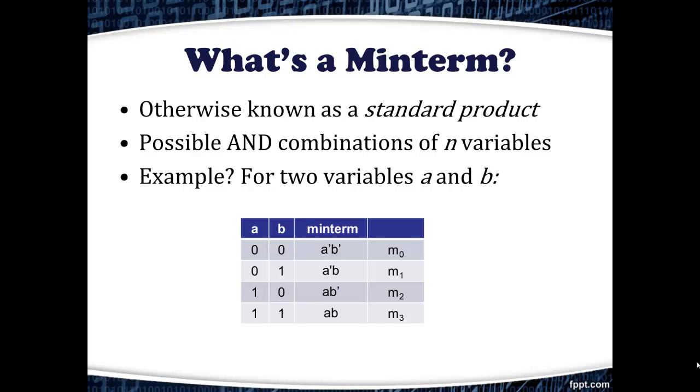They represent the possible AND combinations of n variables. Given that you have n variables, you have 2 to the n possible AND combinations. The example shown on the screen uses 2 variables a and b and the corresponding 4 combinations for ANDing those 2 variables together. Note the min-terms are identified by the 2 variables, either primed or unprimed, and by the lowercase letter m with a subscript indicating which min-term, starting at 0.